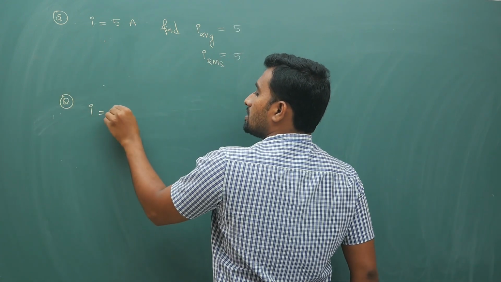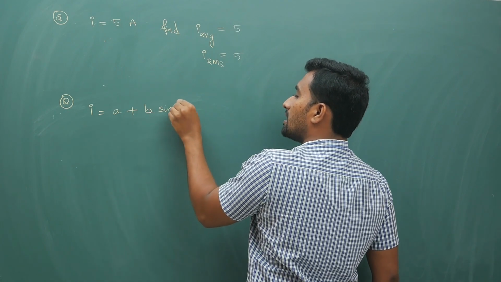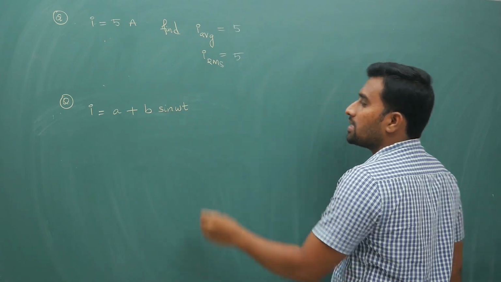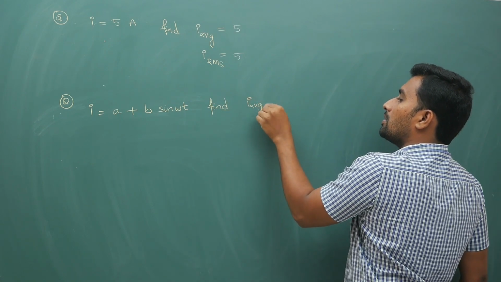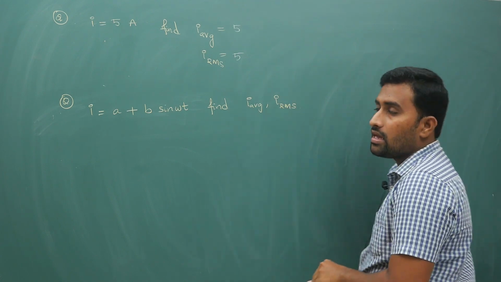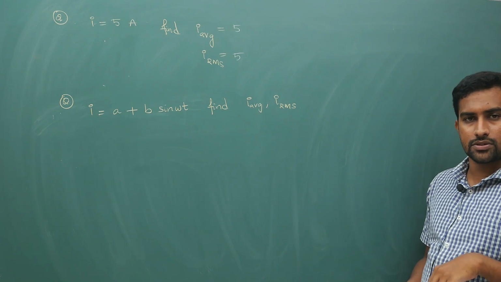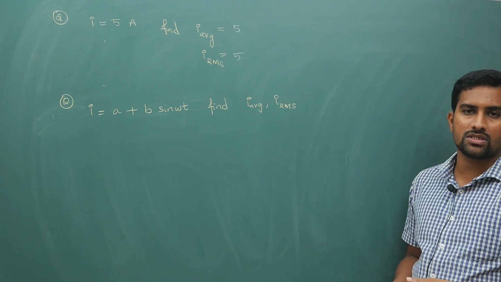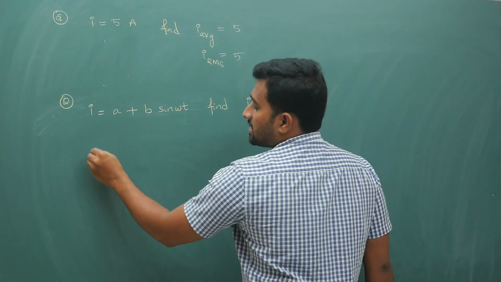Your I is A plus B sin omega t, and I am asking you to find I average, I RMS. Now, first we will do the basic method, then we will go for another method, a shortcut from which you can directly give the answers, that I will explain later. So now let us stick to the basics.